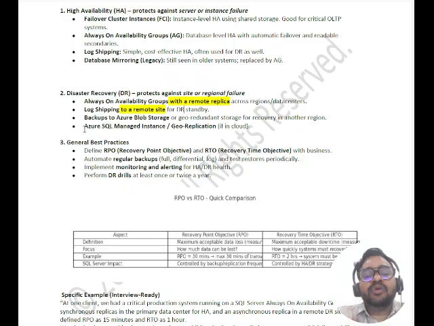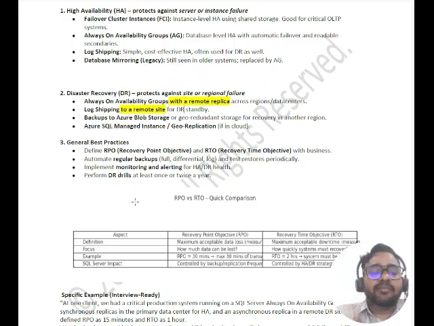There is also one more approach, Azure SQL Managed Instance or geo-replication. If our infrastructure is in the cloud, we can use this methodology, Azure SQL Managed Instance or geo-replication, for disaster recovery. I hope so far we are able to differentiate and understand where and how we use high availability and where and how we use disaster recovery.